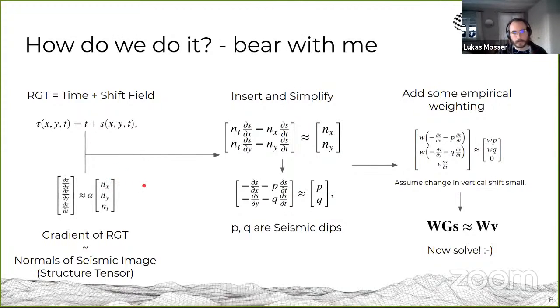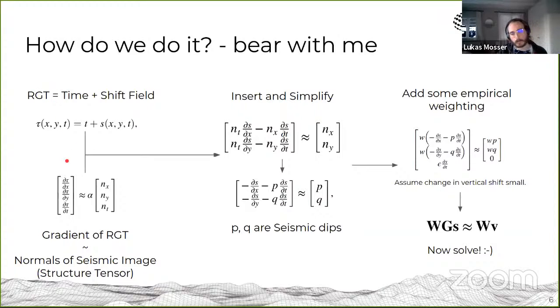I'll try to keep it simple, but bear with me. This might look a bit overwhelming, but the basics here is that we can define the relative geological time as the constant time that we have in our seismic image. So this is just linear time in the seismic domain today, and adding a shift field. And what we want to find is really this shift field or displacement field of how we have to move the voxels in the seismic image to restore the order in the geological flattened time.